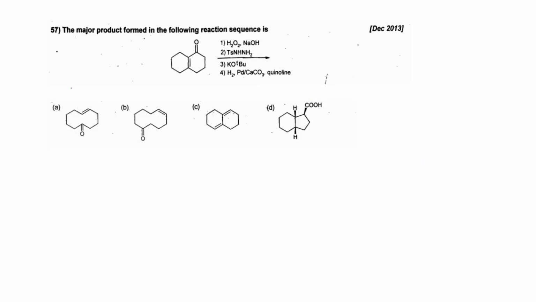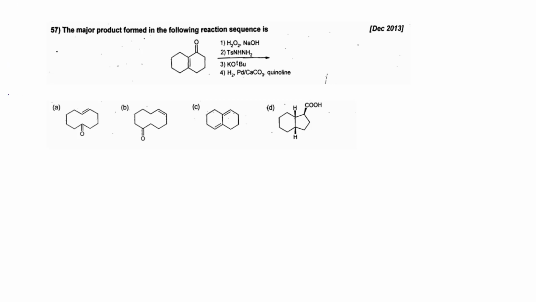What will be the major product formed in the following reaction sequence? So what will be the major product formed in the following reaction sequence?